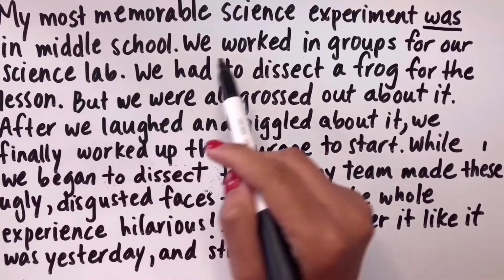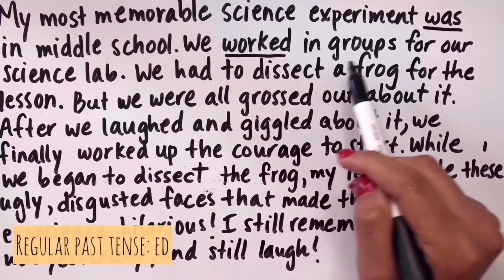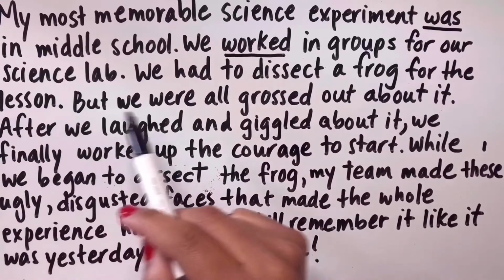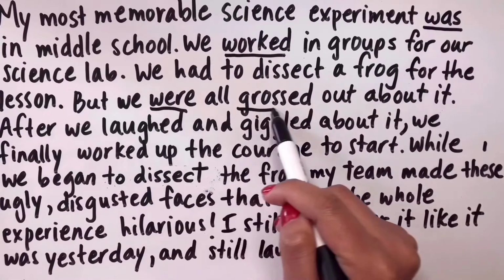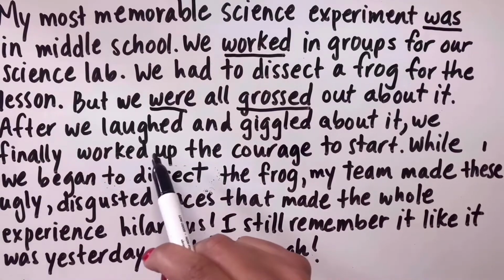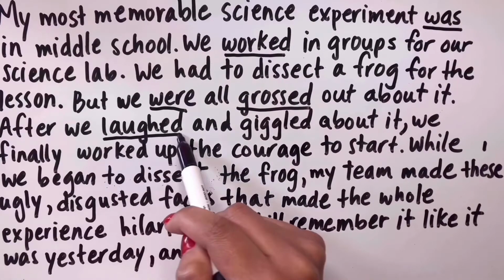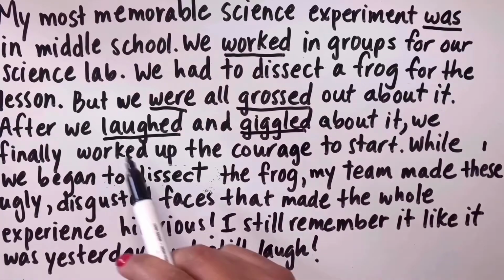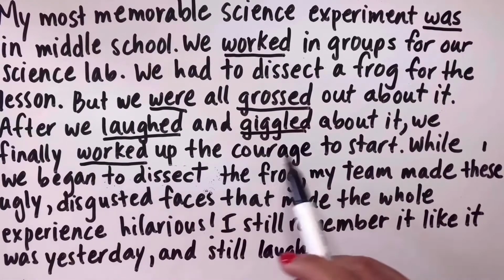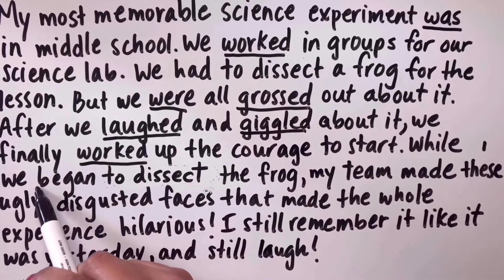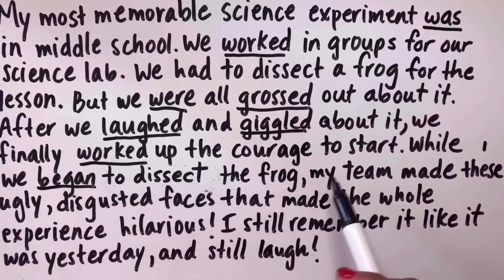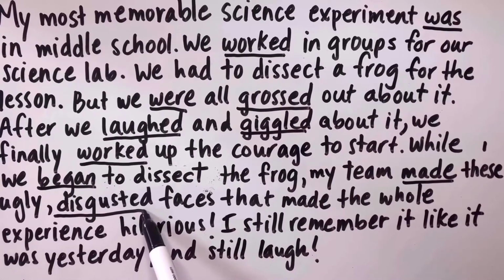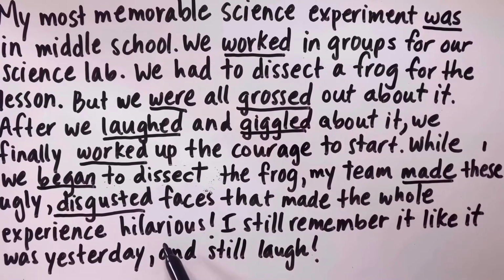In middle school, we worked, ed, in groups for our science lab. We had to dissect a frog for the lesson, but we were all grossed out about it. Grossed, ed. After we laughed and giggled, another regular past tense verb, ed. After we laughed and giggled about it, we finally worked up the courage to start. While we began to dissect the frog, my team made these ugly, disgusted faces that made the whole experience hilarious.